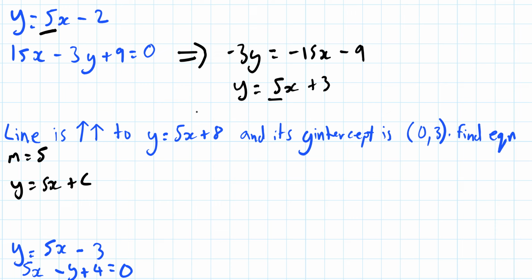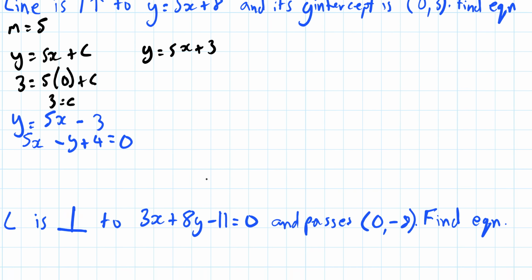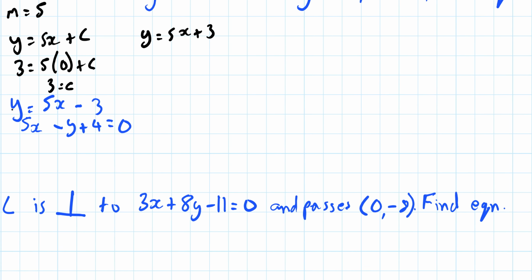We use the coordinate to substitute to find out what c is. So y is 3 when x is 0, therefore c equals 3. So my equation of my line becomes y equals 5x plus 3. Easy as that. Next up, these two lines, now we're going to move on to perpendicular.